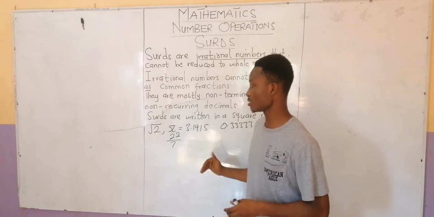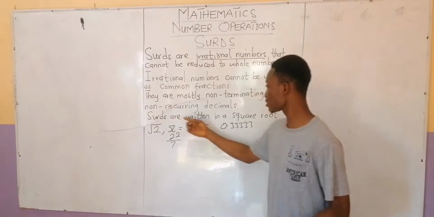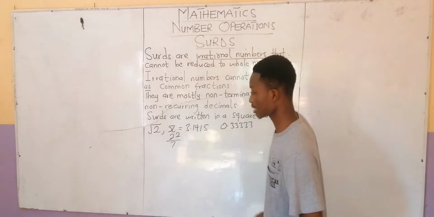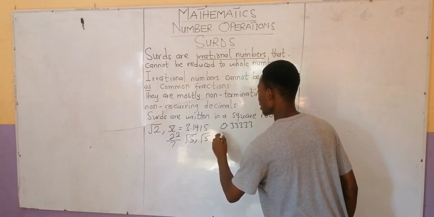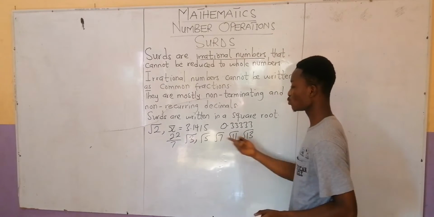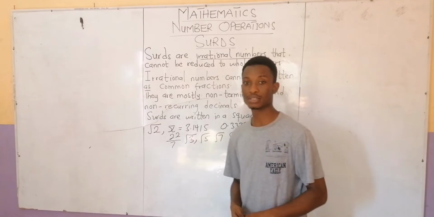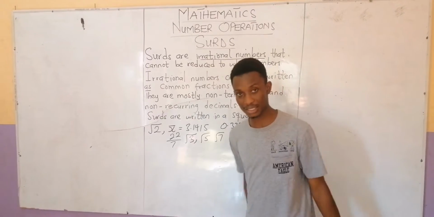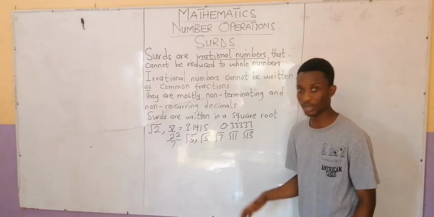So that is set. So examples of set. Root of 2 is a set. Basically, sets are always written in a square root. So root of 2 is a set. Root of 3 is a set. Root of 5 is a set. Root of 7, root of 11, root of 13. So the root of every prime number is a set.